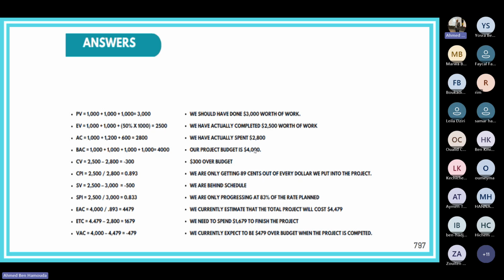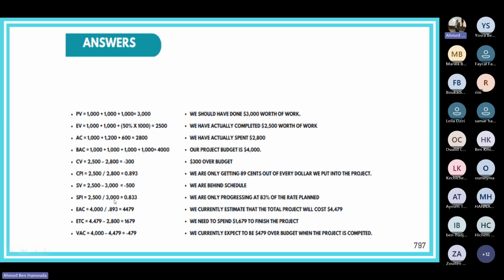Okay, good. The cost variance, as usual, we saw the formula in our training. That's earned value minus actual cost. So 2,500 minus 2,800, that's minus 300. So we are $300 over budget. So therefore, the CPI is definitely going to be less than 1. That's earned value divided by actual cost. So 0.893. So we are only getting 89 cents out of every dollar we put into the project.